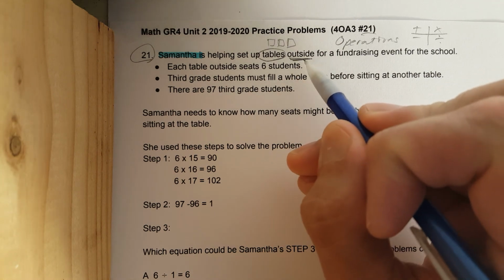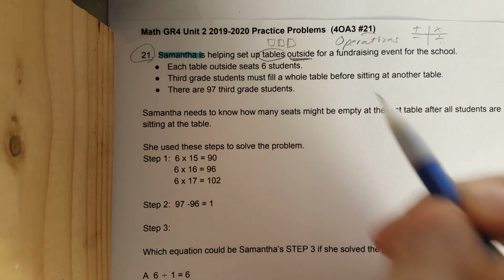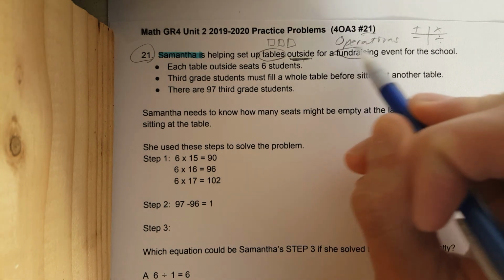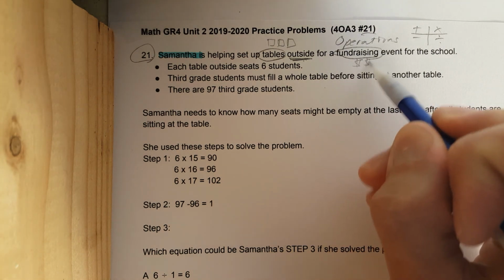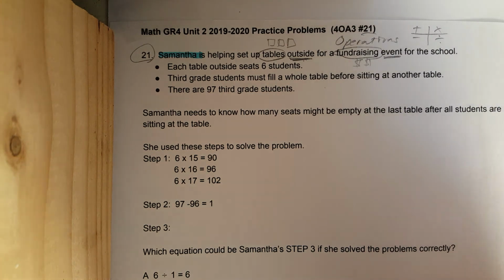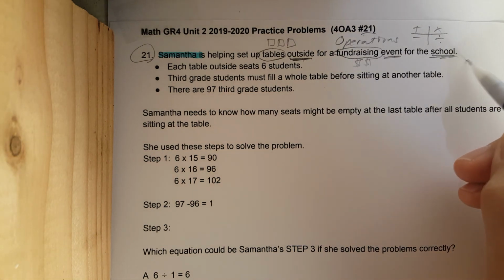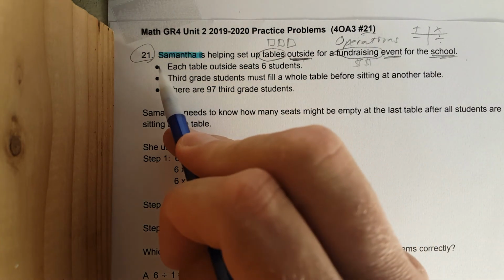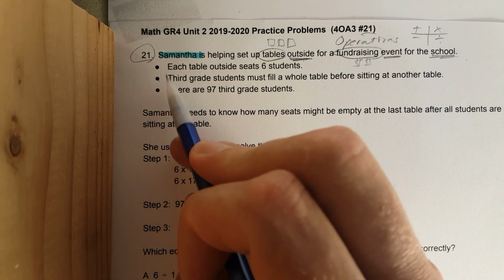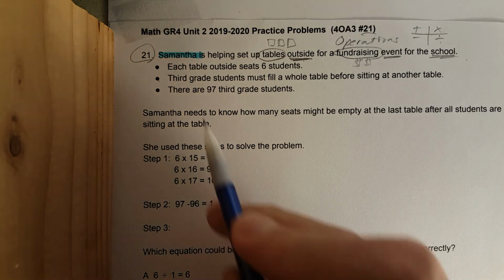Outside. Okay, so you're not in the class for once, you're finally outside. For a fundraising event, that means money is being raised for the school. Why? Field trips, I hope. Okay, bullet 1, 2, 3. So if it's a multi-step word problem, look at all this.